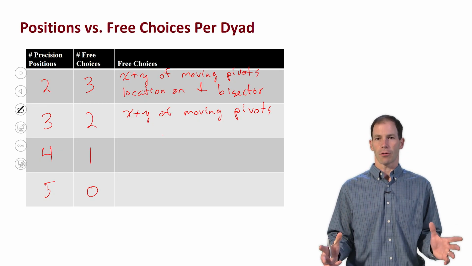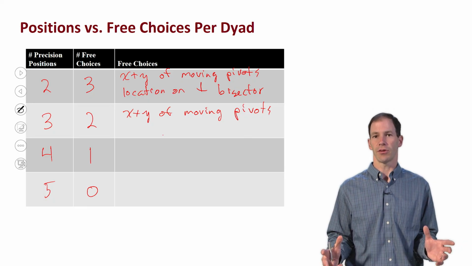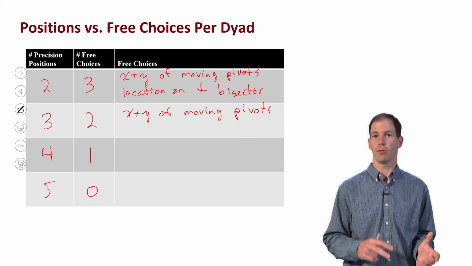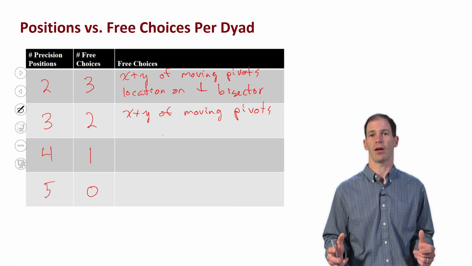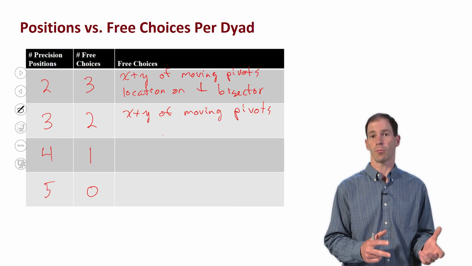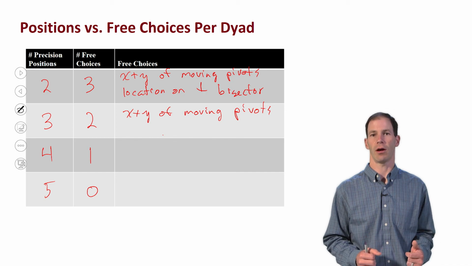So, quick summary here: we've talked about graphical synthesis for motion generation in 2 positions and 3 positions, where we're picking our moving pivots, and then looked at these trade-offs. As we add additional precision positions, we reduce the number of free choices we have as a designer.